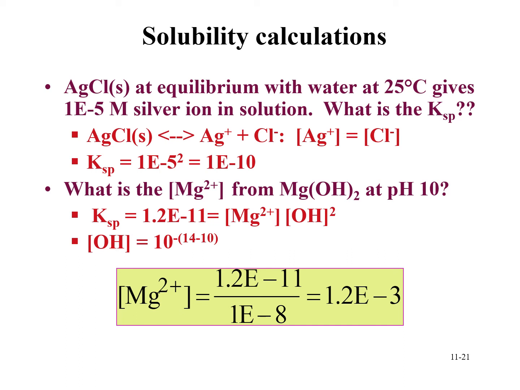If we had the KSP for a salt, for instance, magnesium hydroxide, we could calculate the solution phase concentration of the metal ion at any given pH. So here's an example. What's the concentration of magnesium at pH 10? We use the KSP, which is 1.2 times 10 to the minus 11, is equal to magnesium times the hydroxide squared. We rearrange this equation, knowing that the hydroxide is equal to, if I give you the pH, 14 minus the pH is equal to the pOH, so 10 to the minus 4. I rearrange this equation where the magnesium is equal to the KSP divided by the hydroxide squared, and I get a value of about 1 millimolar.